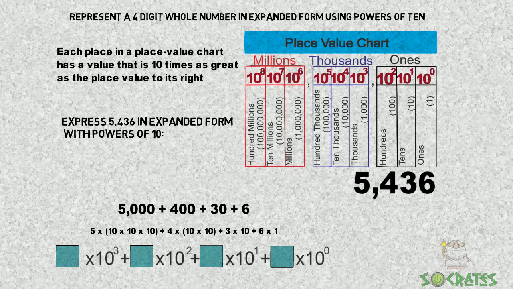5,436, we know that we need a 5 in the first digit right there, times 10 to the third power, which is the same thing as saying 5,000, plus 4 times 10 to the second power, which is just like saying 400, plus 3 times 10 to the first power, which is just like saying 30, and then 6 times 10 to the 0 power, which is really just saying 6. So that's how you break down 5,436 in expanded form with powers of 10.